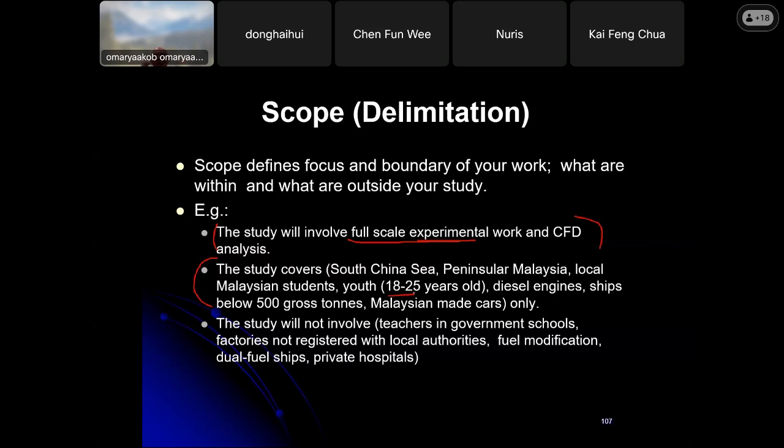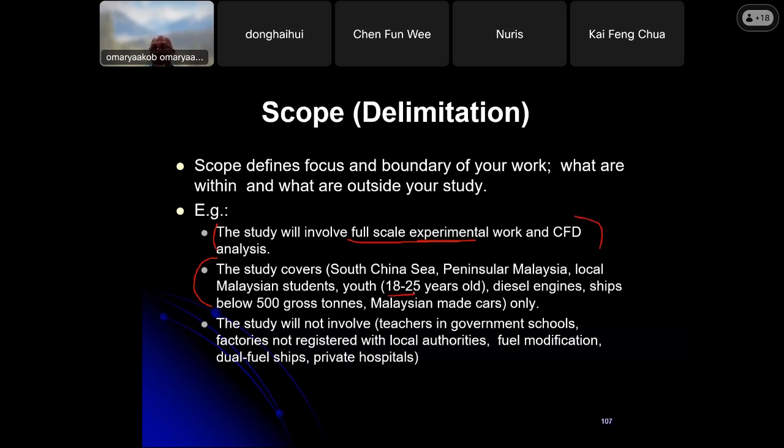My study only covers diesel engines. Don't ask me about petrol engine. My study is only about ships below 500 gross ton. My study only covers Malaysian-made cars. So don't ask me about Japanese or Chinese cars and so on. This is my scope. So this is very important for your study. You must define that. Otherwise, people say, no, your thing is not valid for China. Your China did something else. Then you say, no, I've already defined from the beginning that my research is only about Malaysian-made cars.